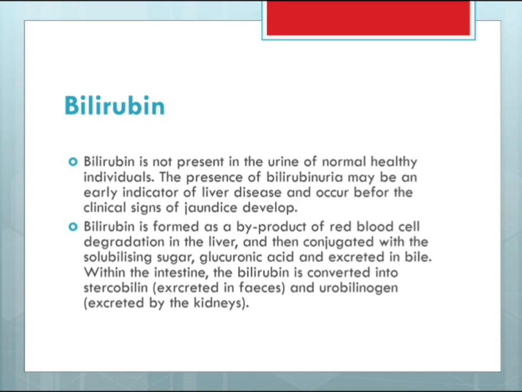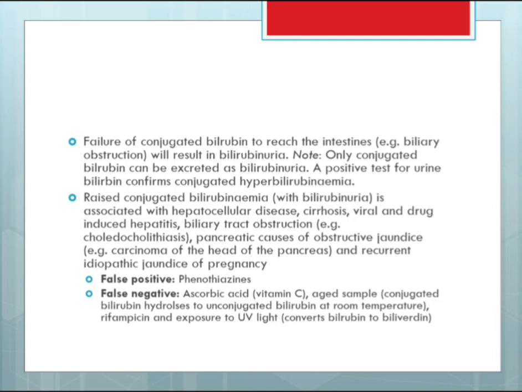Bilirubin. Bilirubin is not present in the urine of normal healthy individuals. The presence of bilirubinuria may be an early indicator of liver disease and occur before the clinical signs of jaundice develop. Bilirubin is formed as a byproduct of red blood cell degradation in the liver and then conjugated with the solubilizing sugar, glucuronic acid, and excreted in bile. Within the intestine, the bilirubin is converted into stercobilin, excreted in feces, and urobilinogen excreted by the kidneys. Failure of conjugated bilirubin to reach the intestines, for example due to biliary obstruction, will result in bilirubinuria.